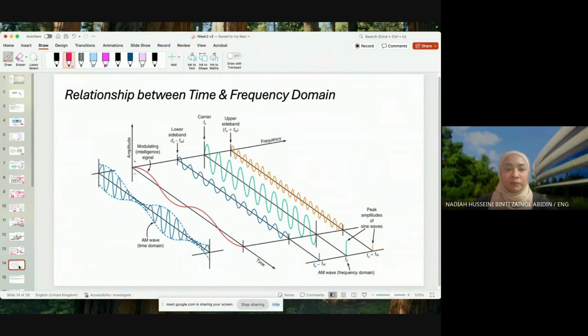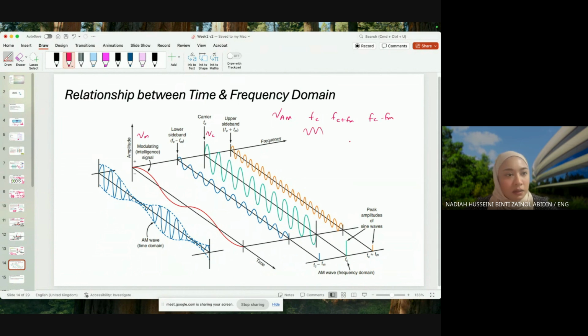Okay, so let's talk about the relationship. We talked about the math equation, which was dealing with time, and then suddenly we had to draw it in the frequency domain. So let's talk about how to visualize the relationship between these two. We talked about the modulating signal, Vm, and the carrier signal, Vc. And then we found out in our equation Vam that we had three frequencies: Fc, Fc plus Fm, and Fc minus Fm.